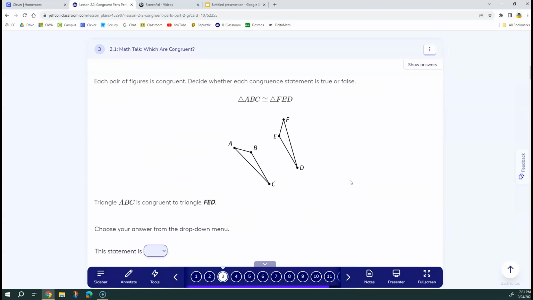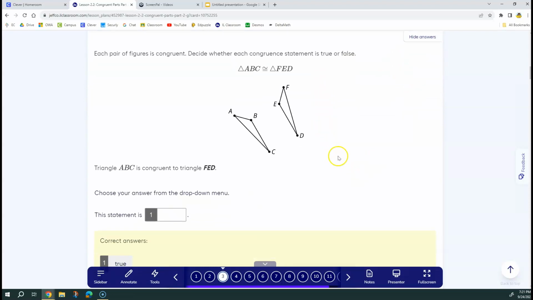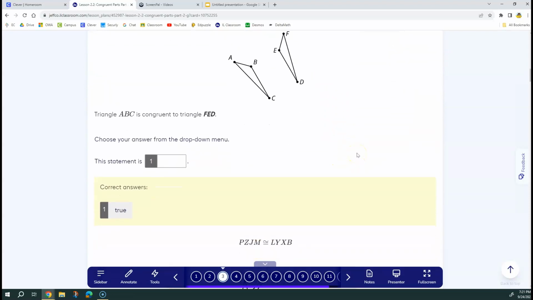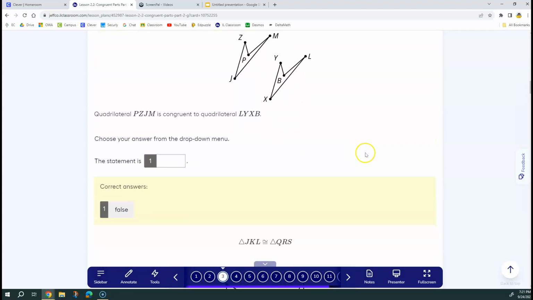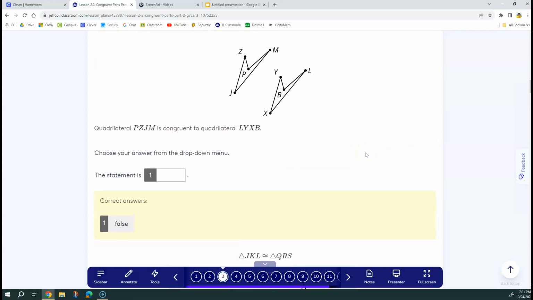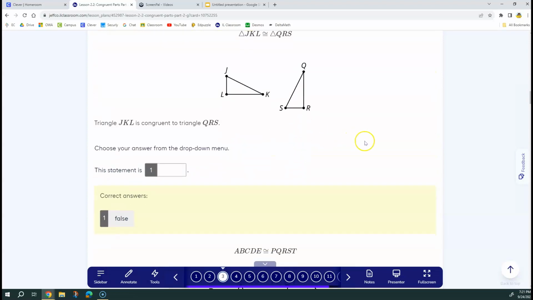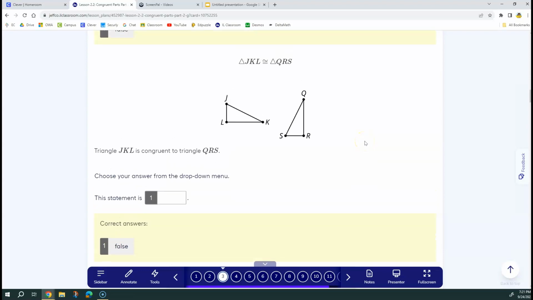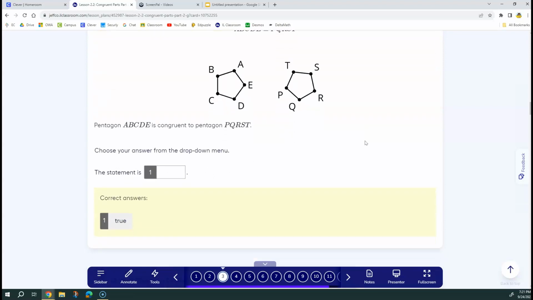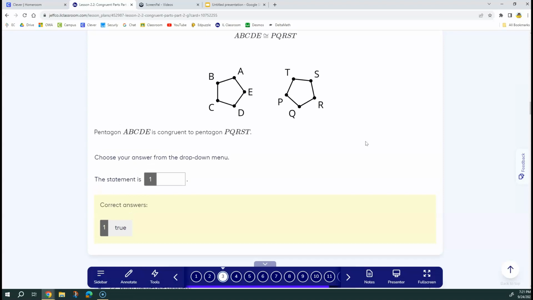All right, and the answers are: true for the first one. False for the second one. Hopefully you could see why that was false. We'll come back to that in just a sec. The third one is also false. And the last one is true.